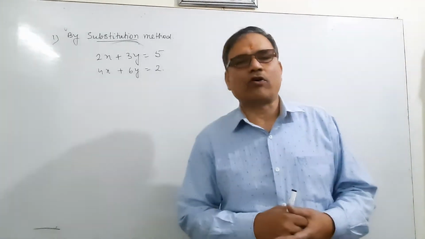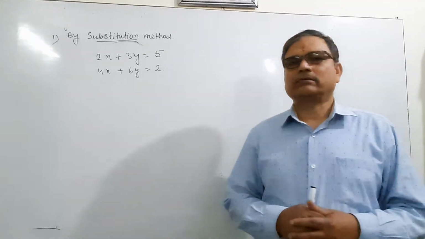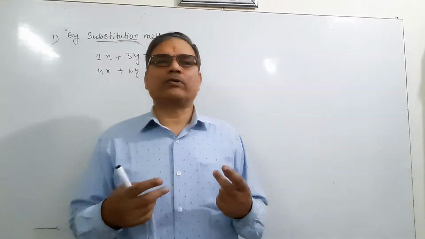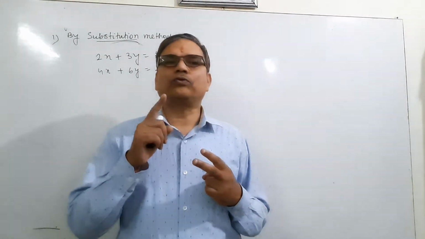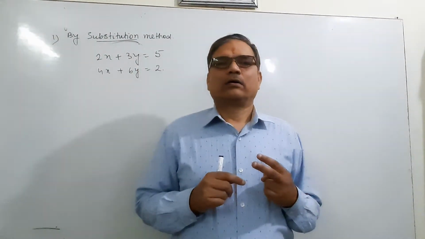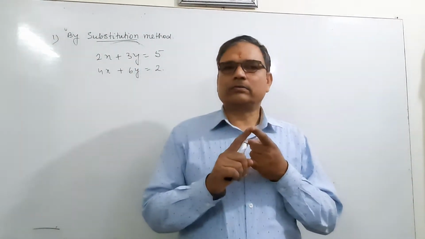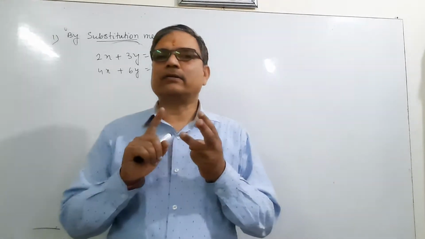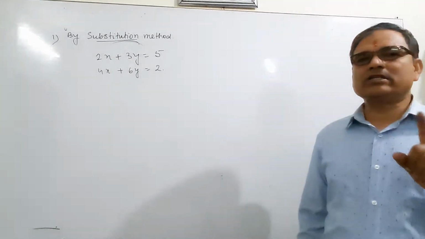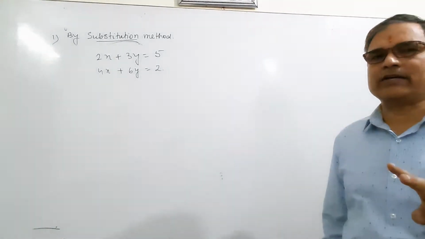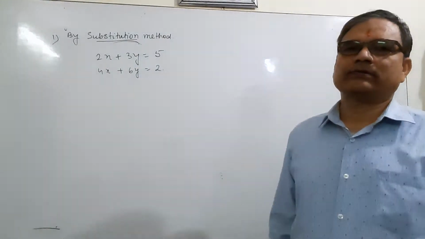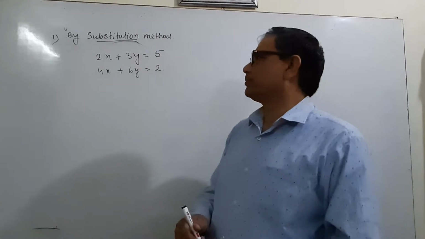How many values of x or y? Because we have already studied about the values of x and y in two variables: a unique solution, many solutions, and no solution. A unique solution is one in which there is one value of x and one value of y, which I already explained. And what will be the possible values of x and y? By the method of substitution.